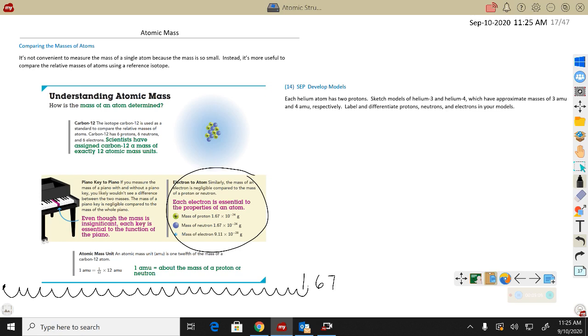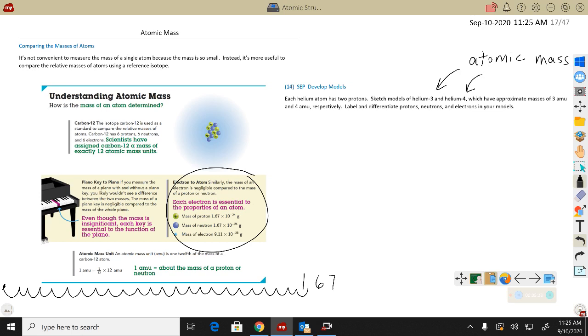Okay, so I also have to remember that this number at the end is a way of showing me the atomic mass, 3 AMU and 4 AMU respectively. All right, so let's start these off.